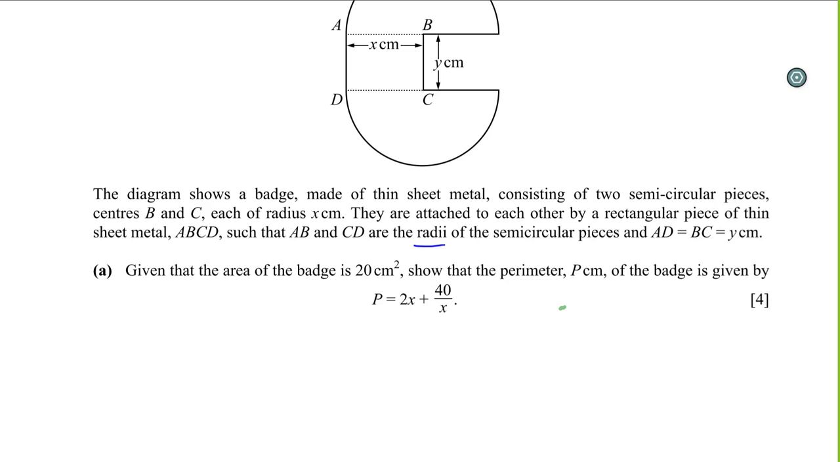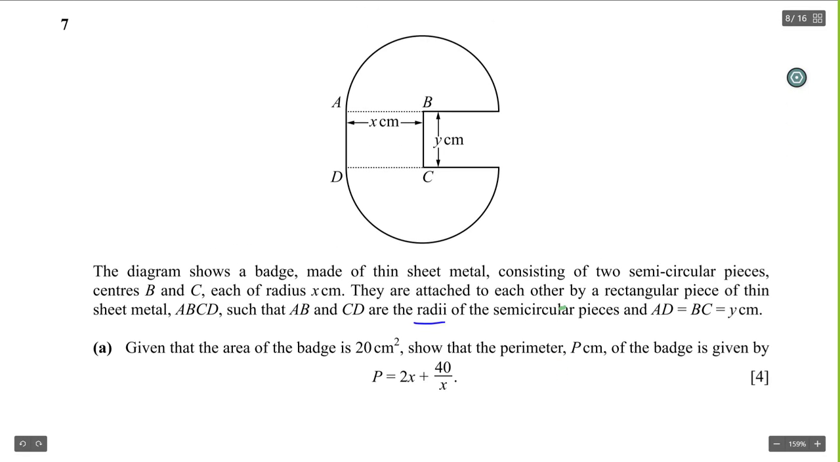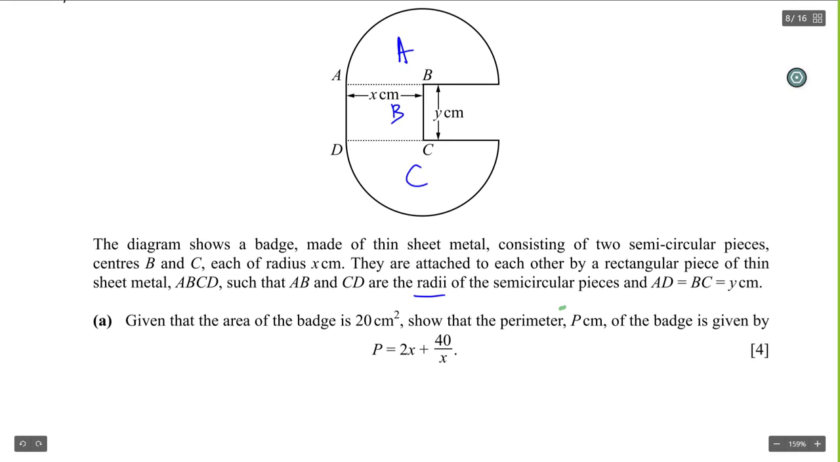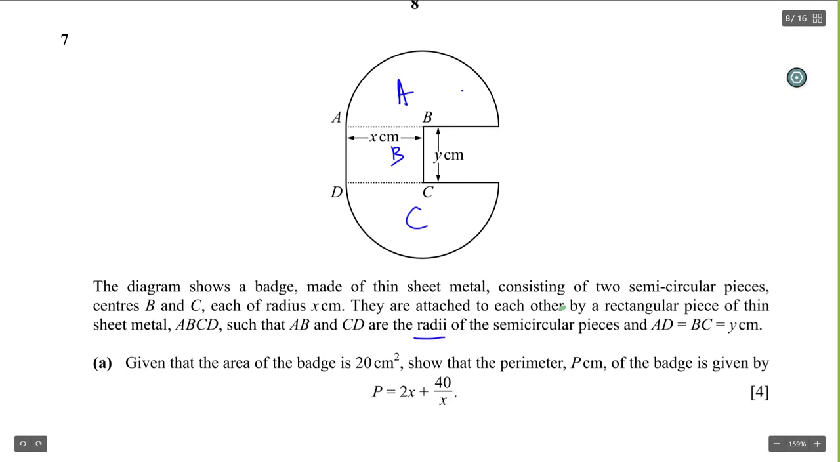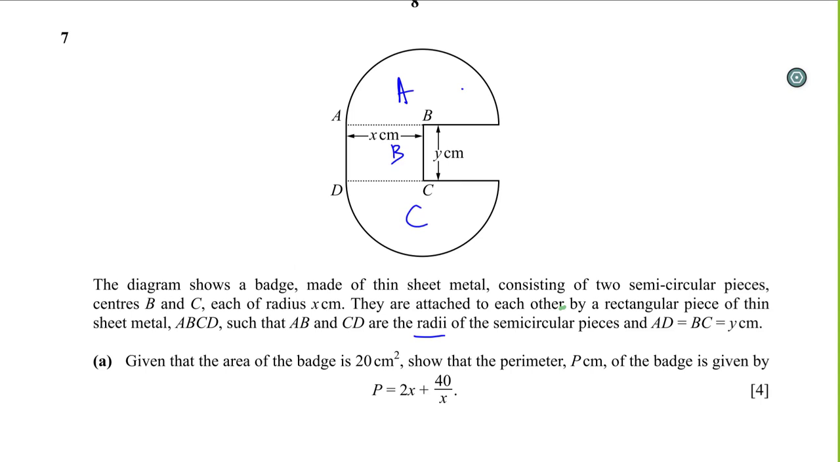Yeah, I think I did a similar question before. But anyway, if this is 20, what does it mean? We have 3 parts we need to add: part A, part B, part C. And you realize if I add A and C together, this is a circle, isn't it? Because A is a semicircle, C is a semicircle, and they are the same semicircle. So you join them together, it becomes a circle.